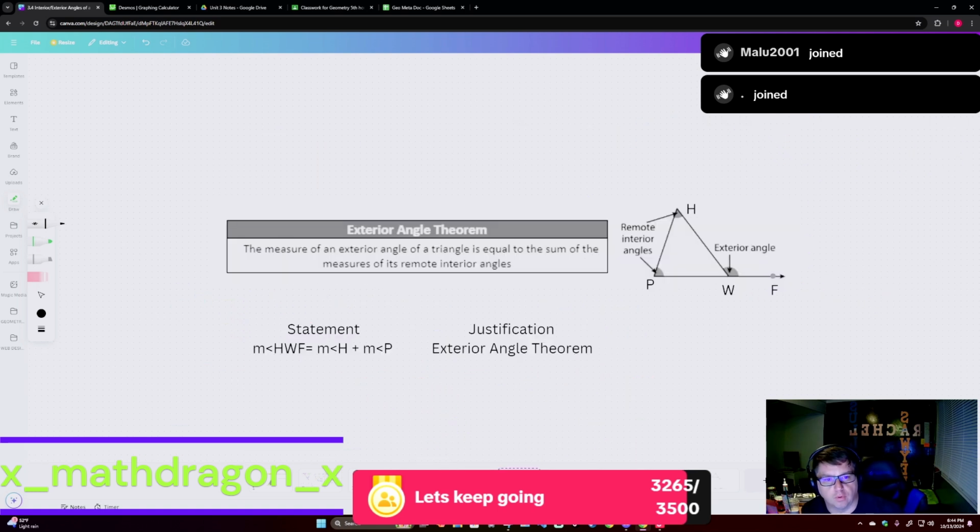Now, I'm not going to go through a formal proof, but if you thought about angle H plus angle P plus, and I'm just going to call this W, angle W, that's going to equal 180. And angle W plus angle HWF equals 180. Then we can set these together.